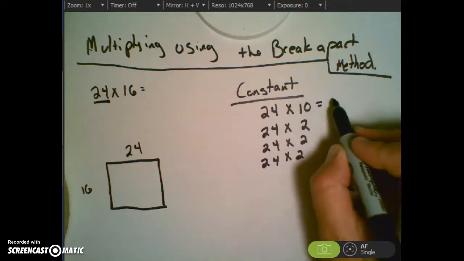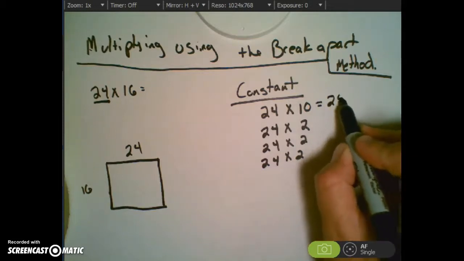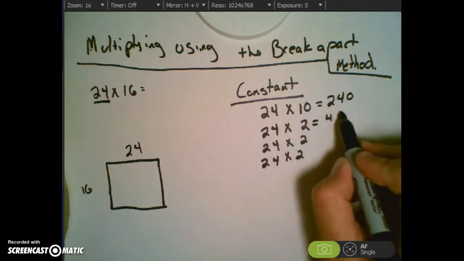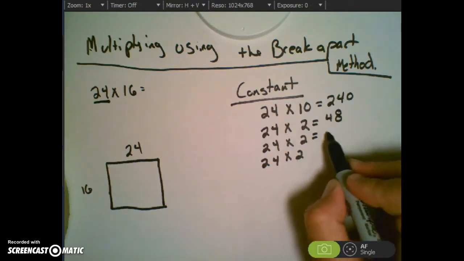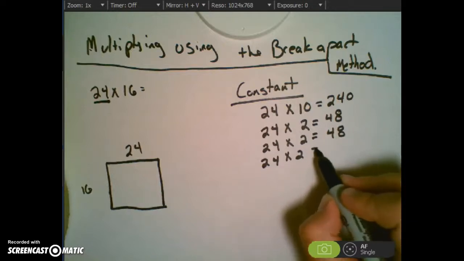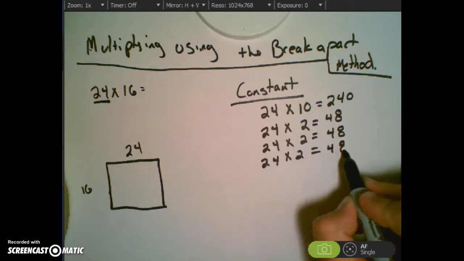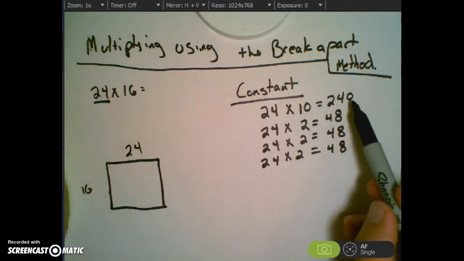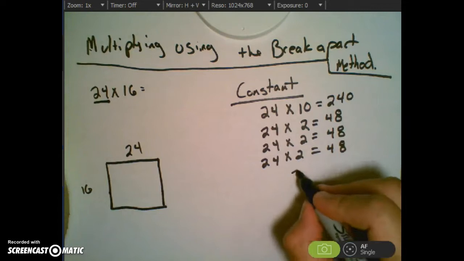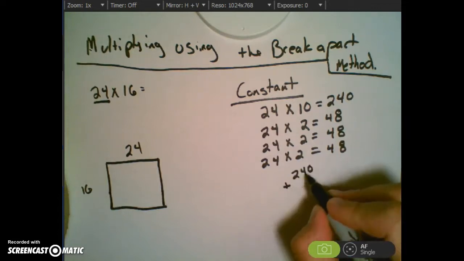So 24 times 10 is equal to 240. 24 times 2 is equal to 48. And then down here, 24 times 2 is equal to 48. And 24 times 2 is equal to 48. Now, all I have to do is add up all of my answers. So I've got 240 plus 48.